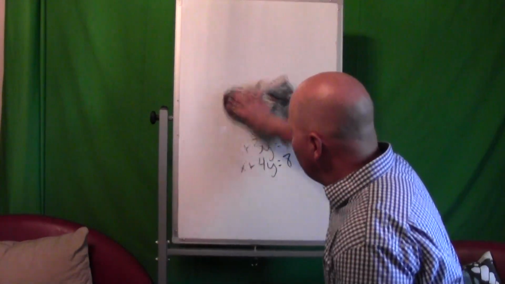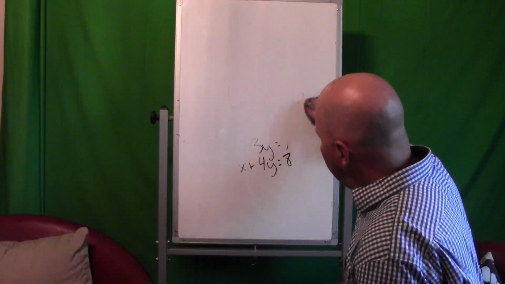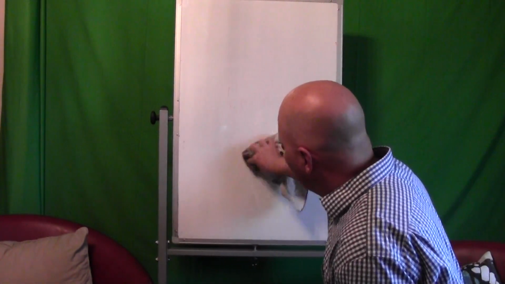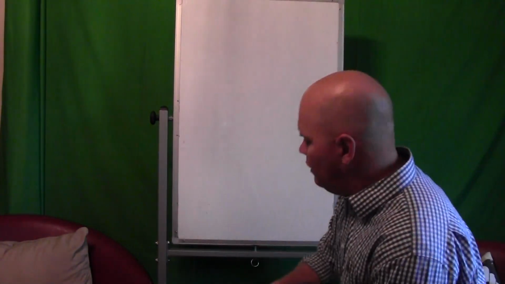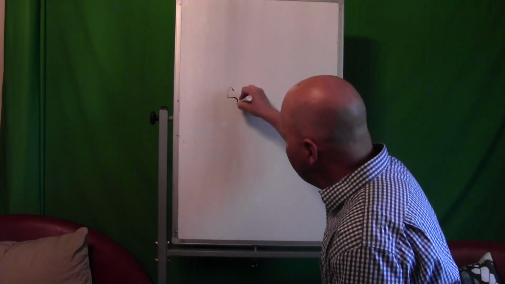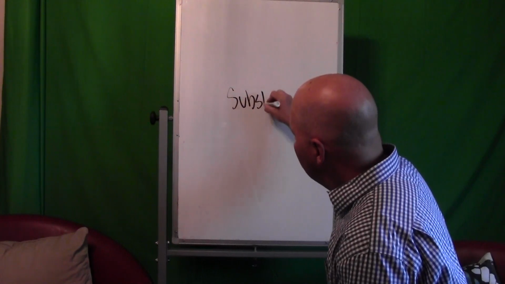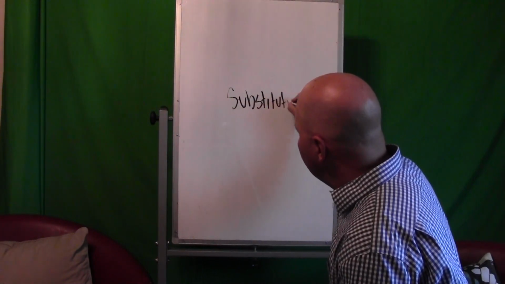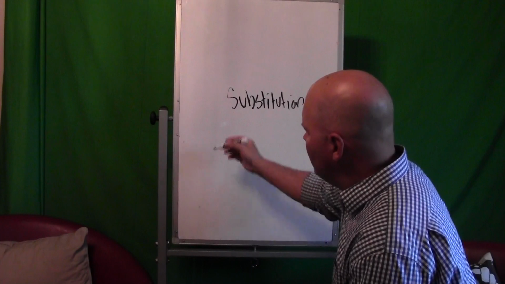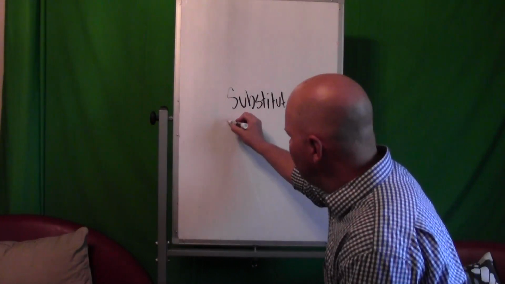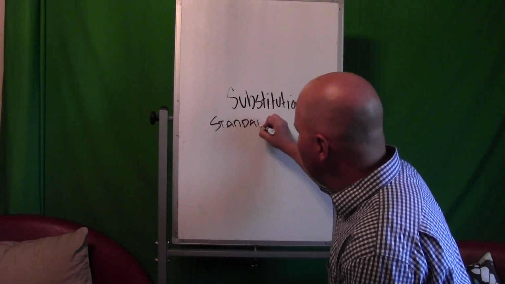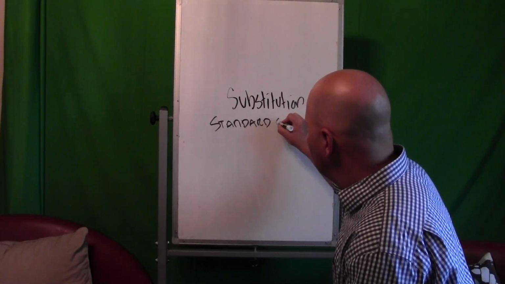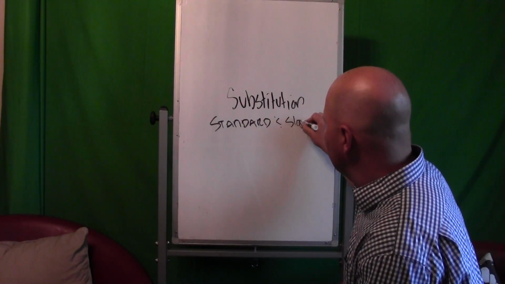And last but not least, the second one we covered, and the one we worked on the most in class together before this great quarantine, was our substitution. Substitution was if you had one in standard form and one in slope-intercept form.